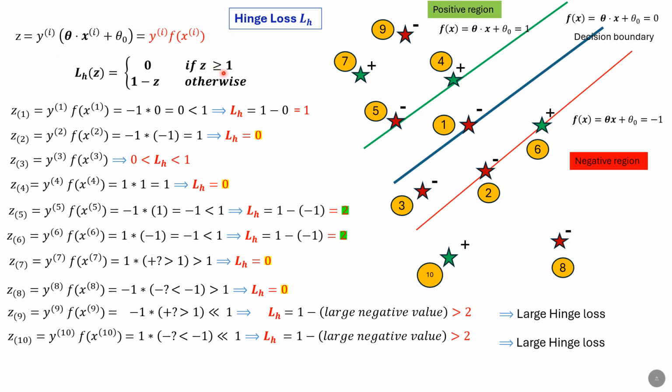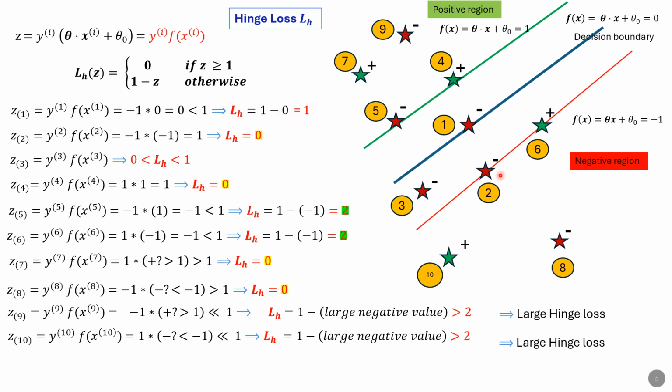If z is greater than or equal to 1, hinge loss is 0. Otherwise, hinge loss is 1 minus z. So we can compute this value using y times f of x. For the first one, the label is negative 1 and it is on the decision boundary, so f of x is 0. Then c1 becomes 0, which is less than 1. Therefore, hinge loss is 1 minus 0, which is 1.